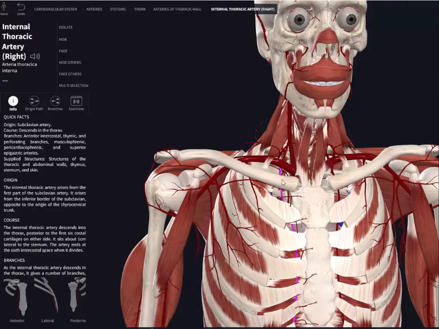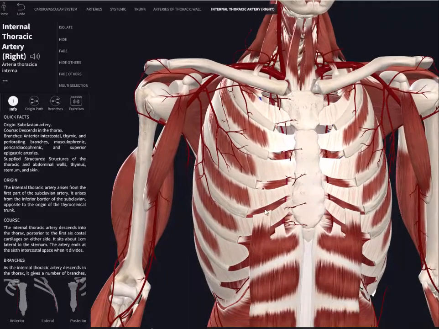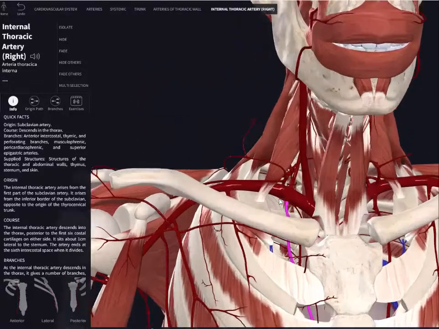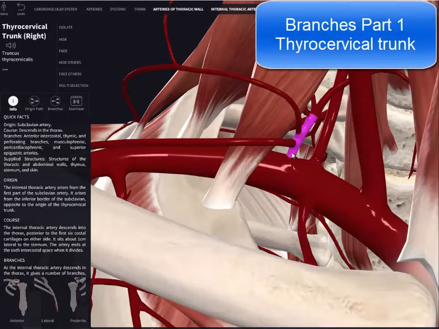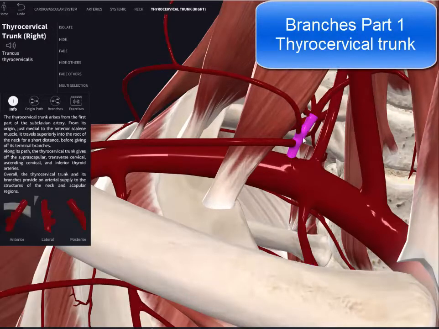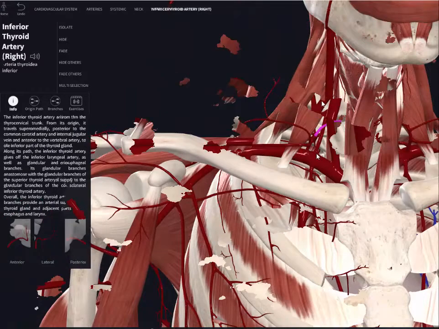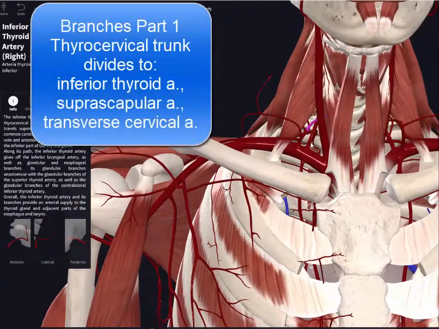That'll kind of run caudally behind the ribs, give off some intercostal branches for the intercostal spaces here. There might be some perforating vessels towards the breast and terminating in the superior epigastric artery further down here, and the musculophrenic artery, which goes to the diaphragm. And the third little branch that comes off here is called the thyrocervical trunk. And the thyrocervical trunk is very, very short in itself. It'll divide into the inferior thyroid artery. It supplies the thyroid starting at its inferior pole.